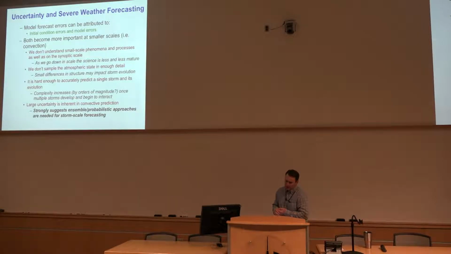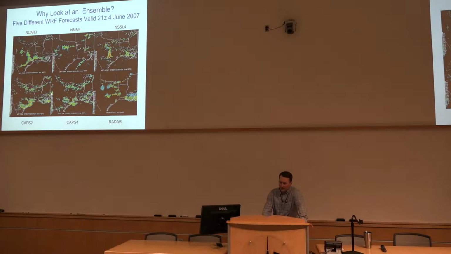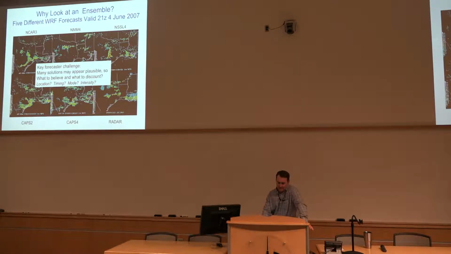If you don't get things right initially, you can go way, way off track as well. We don't really know the atmospheric state, as I mentioned before. And certainly predicting individual storms 12 or more hours in advance is very difficult. And convective storms are very unpredictable in general. So this just stresses that you can have models initialized at the same time. They all may seem plausible, but what's the real solution? So using an ensemble approach to help understand the uncertainty in location, timing, mode, and intensity can be useful.